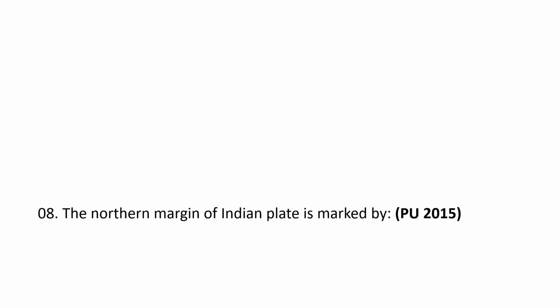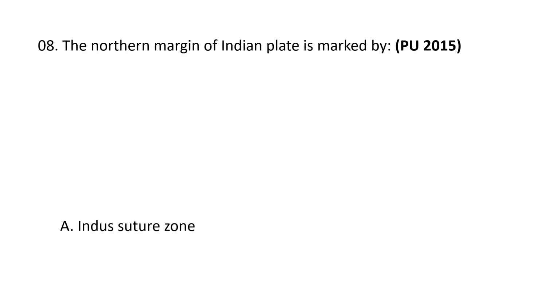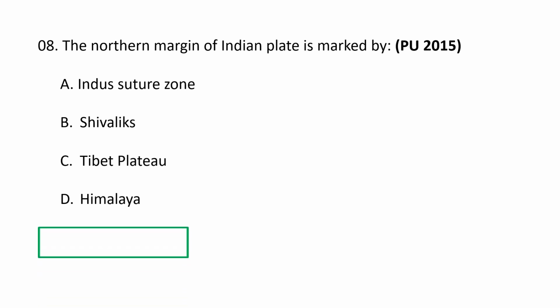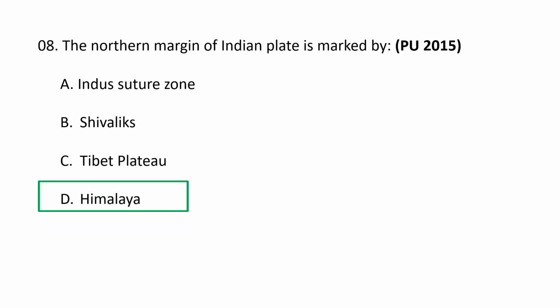Next question. The northern margin of the Indian plate is marked by A. Indus suture zone, B. Shivaliks, C. Tibet Plateau, and D. Himalaya. So the correct option is D, Himalaya. The northern margin of the Indian plate is indeed marked by the Himalayas as a result of the collision between the Indian and Eurasian plates, forming a continent-continent convergent boundary. D is the correct option.